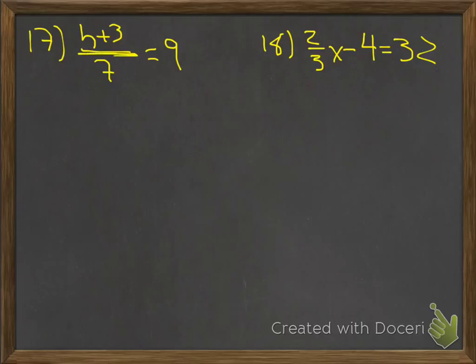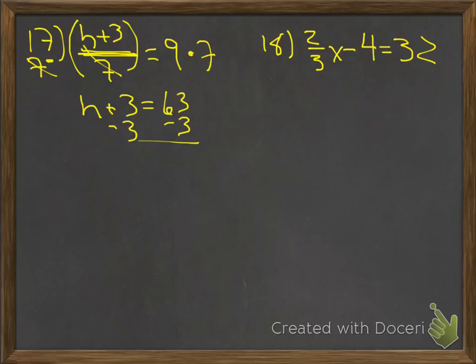So you see here, this is all divided by 7. So now I need to multiply by 7. That way these cancel. You get h plus 3 is equal to 63. Then you can subtract 3 to get h is equal to 60. And that's it. That's all you have to do.